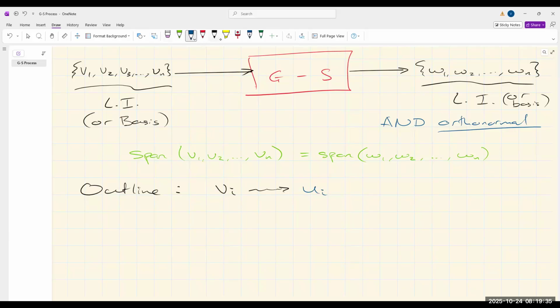Okay, and what's so special with these U's is that they will be perpendicular. So all these U's will be orthogonal. So we're going to take the V's and we're going to straighten them out first, right? And we get the orthogonal part, but we want an orthonormal. So orthonormal means orthogonal plus unit vector. So then once we get these orthogonal vectors, we're just going to convert them into unit vectors.